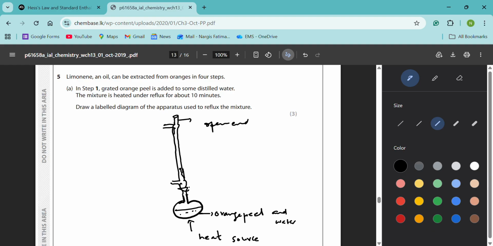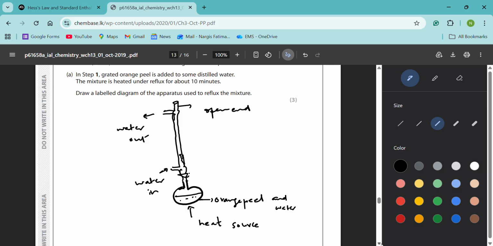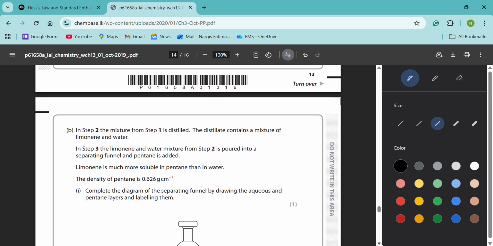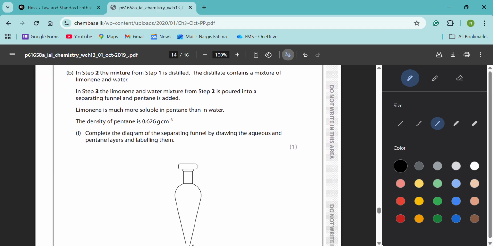And you need to label it as well. It's water out, water in. So you must draw a complete, labeled, correct diagram. Now move on to part B of this question.